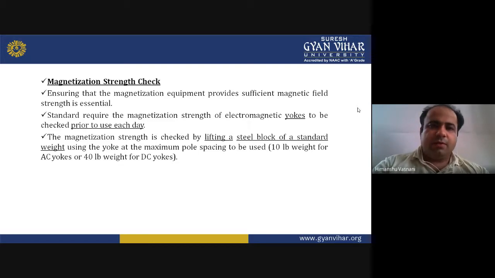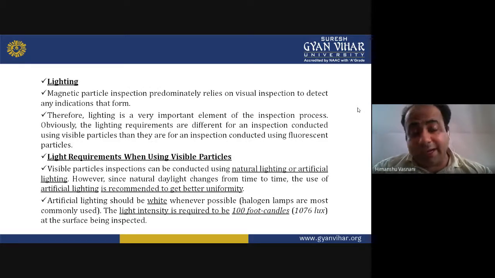Now, lighting. Magnetic particle inspection predominantly relies on visual inspection to detect any indication that forms. So lighting is important. Therefore, lighting is a very important element of the inspection process.